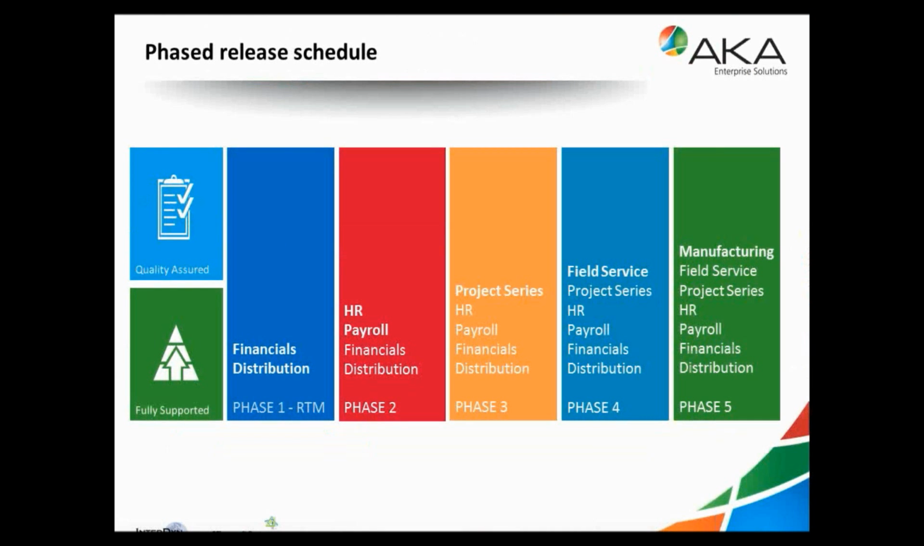As I mentioned, it's going to be on a phased release schedule. If you look at each one of these blocks over here, you're going to see one builds on the other. So phase one, which we're already through, is financials and distribution. They had to get the core accounting first. Without your general ledger, the ability to invoice your customers, that would not be a viable option for you. Once we got financials and distribution, they stacked HR and payroll on top of that. It's probably a good idea to pay your people, so that became a priority as well.